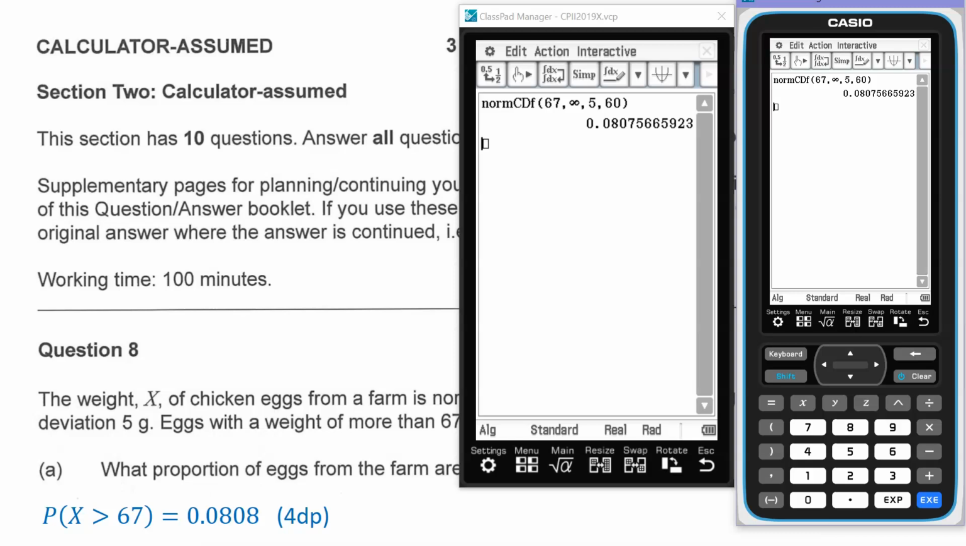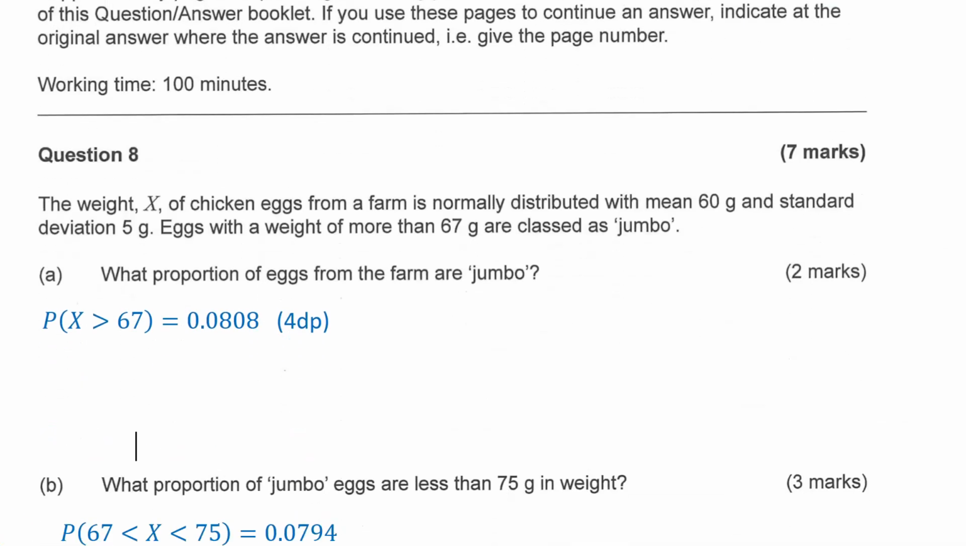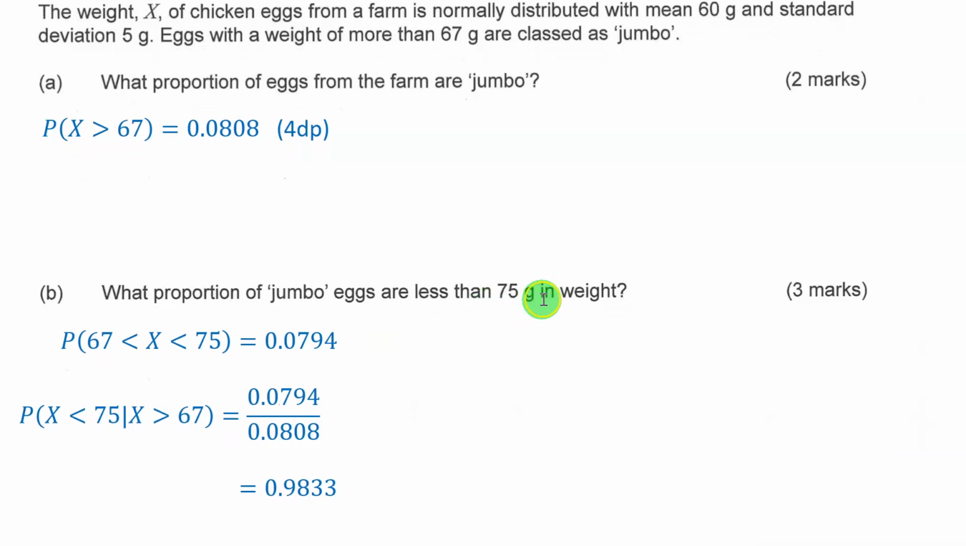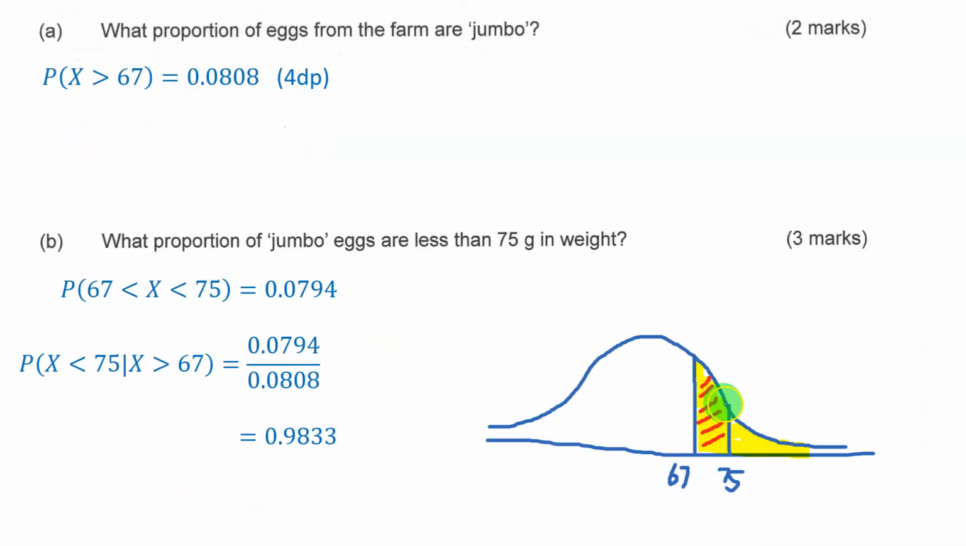That'll do nicely. So then we move on to the next question. And what proportion of jumbo eggs are less than 75 grams in weight? So here it is. We're given that the eggs are jumbo, so that's the yellow area here. Then what proportion of them are less than 75? So we want this red shaded area here, which is between 67 and 75. So therefore, once we've worked out that probability, we put it over the probability from up that we just calculated, 0.08, and that's going to be our answer.